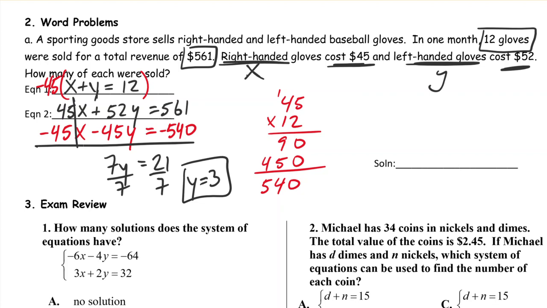So we sold 3 left-handed gloves. And if we sold 12 gloves total, how many right-handed gloves would that make? Wouldn't that make 9 right-handed gloves?